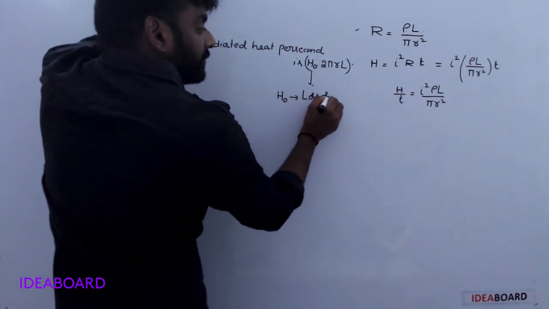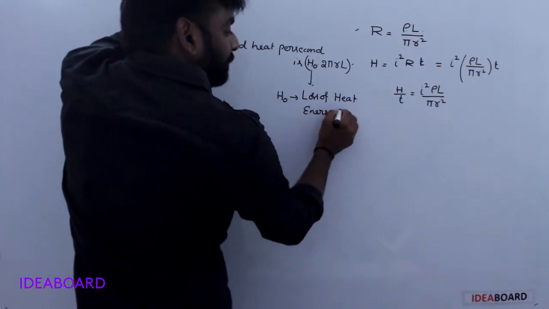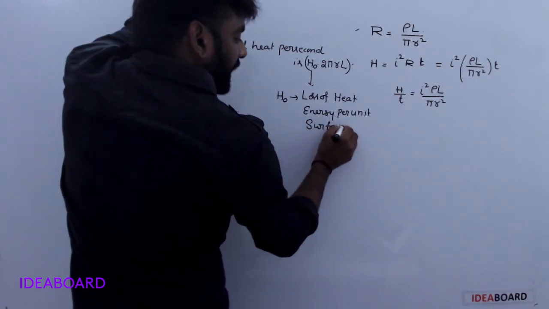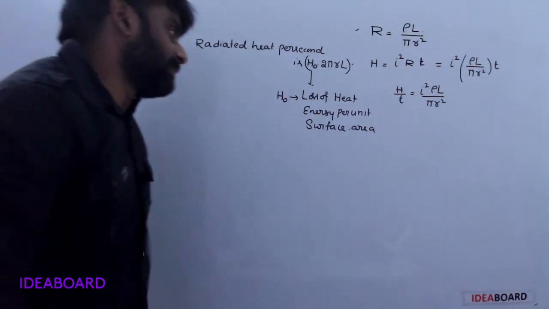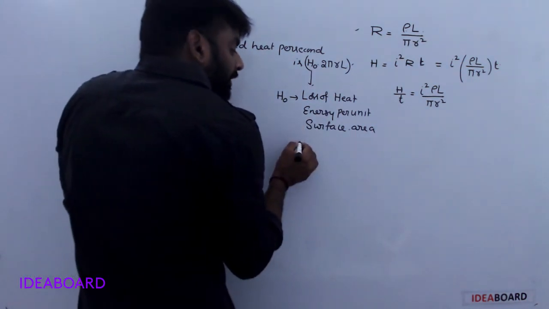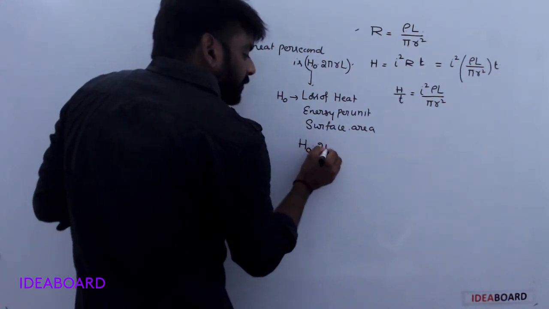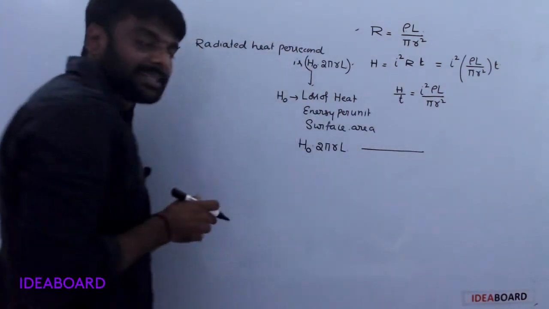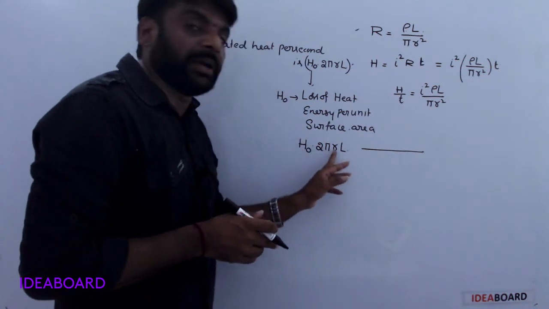loss of heat energy per unit surface area, understood? Total loss of heat energy is 2 pi r into L, because the wire behaves like a cylinder. Its length is L, its circumference is 2 pi r. H naught into 2 pi r L.